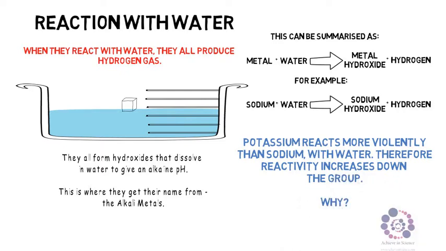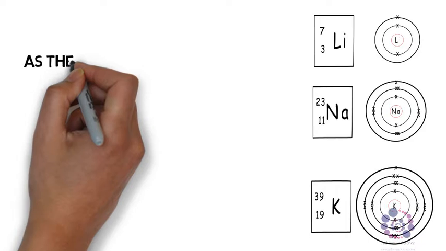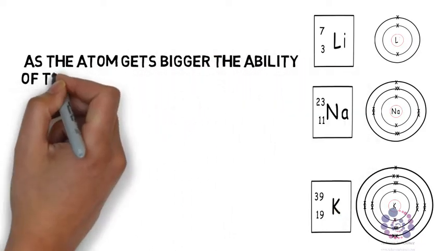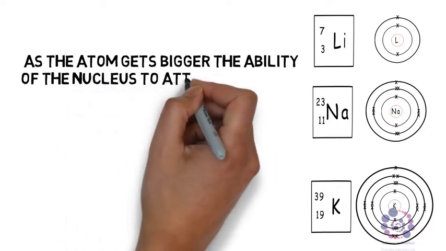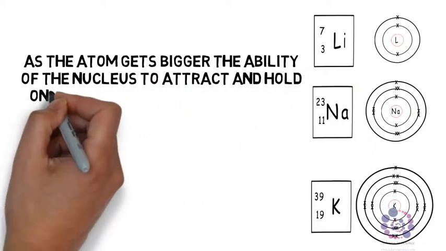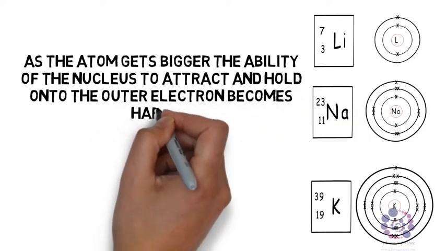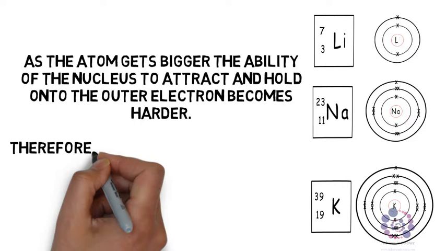Now, if we remember that as we move down the group, the atoms get bigger. Therefore, the ability of the nucleus to attract and hold on to that outer electron becomes increasingly more difficult. Therefore, the electron is more easily lost, and therefore the element becomes more reactive.